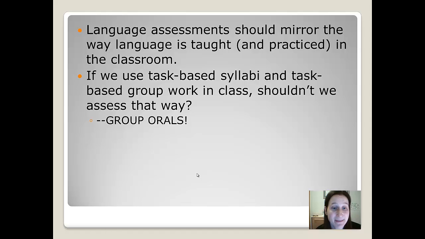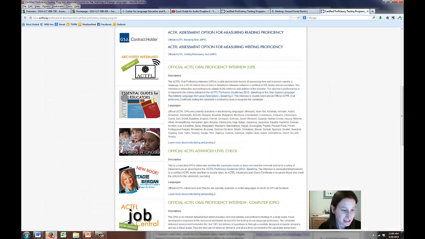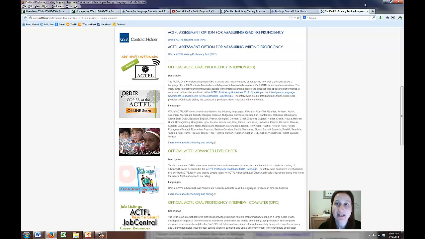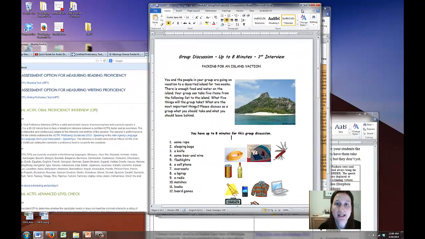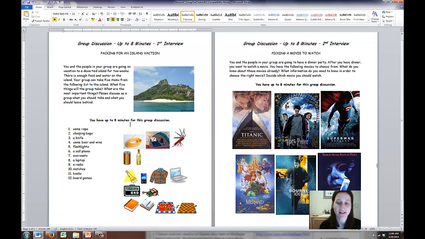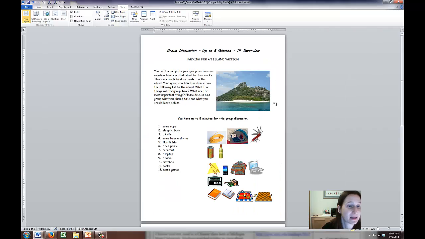If we use task-based syllabi and task-based group work in class, shouldn't we assess that way? Shouldn't we use group orals? So the reading that I have for you today is about group orals in the classroom. I wanted to just show you some of those group orals that we have. Here's two of them. Maybe I'll show you one at a time so that you can see it better. But you can also look at these in the module.